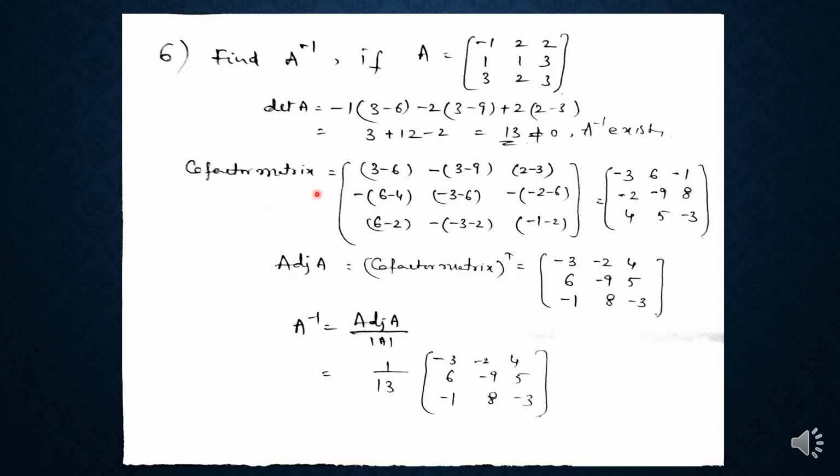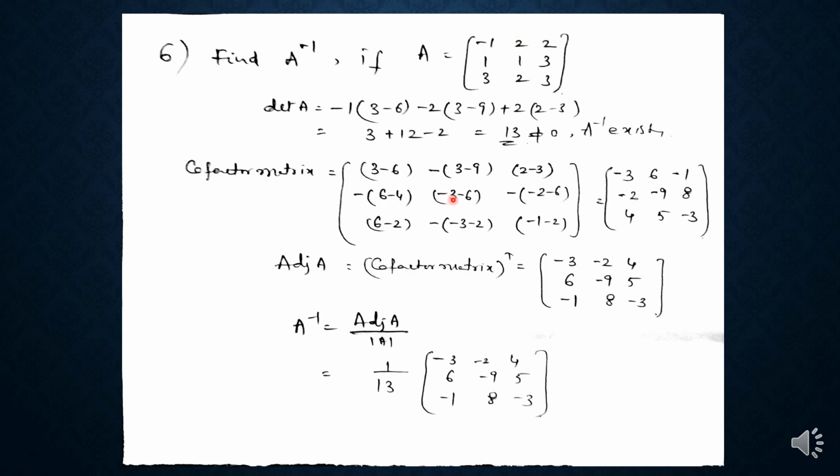Now finding the cofactor matrix. The cofactor of minus 1 is 3 minus 6, the cofactor of 2 is minus of (3 minus 9), the cofactor of 2 is 2 minus 3, and the cofactor of 1 is minus of (6 minus 4), and the cofactor of 1 is minus 3 minus 6, and the cofactor of 3 is minus of (minus 2 minus 6), and the cofactor of 3 is 6 minus 2, and the cofactor of 2 is minus of (minus 3 minus 2), and the cofactor of 3 is minus 1 minus 2.